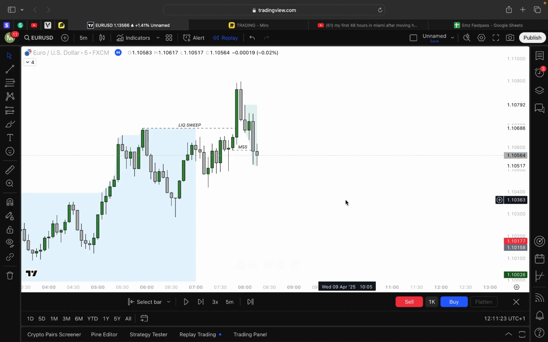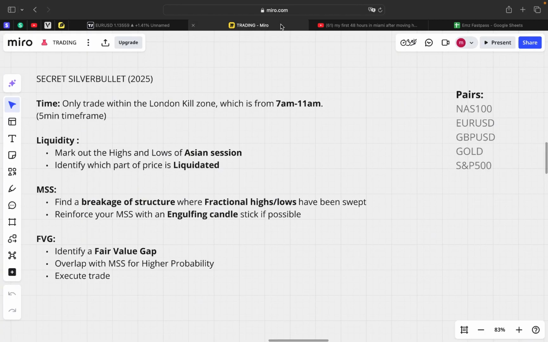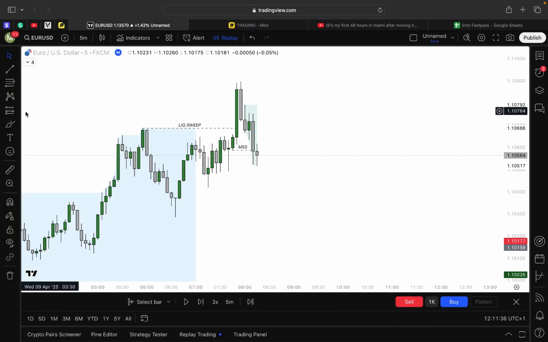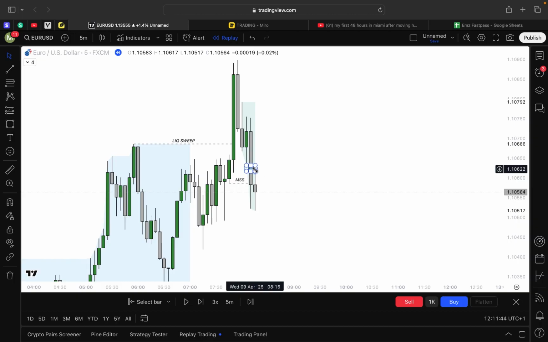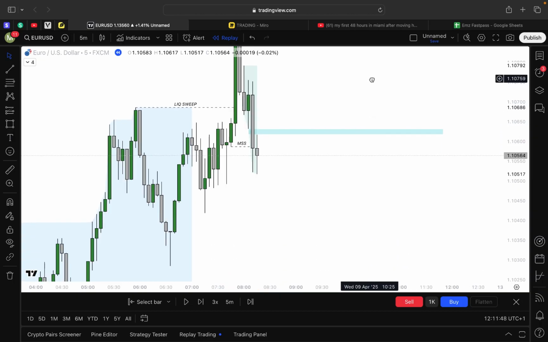And once we do get this market structure shift, all we've got to do from here on out is identify a fair value gap. Now, once we identify the fair value gap, we overlap the fair value gap with the market structure shift for a higher probability, and then we execute the trade, right? So the fair value gap is right there. It's going to be this right here. So if I zoom in, you'll be able to see it better. So this is the fair value gap that we will actually be using, and that's all that's left.